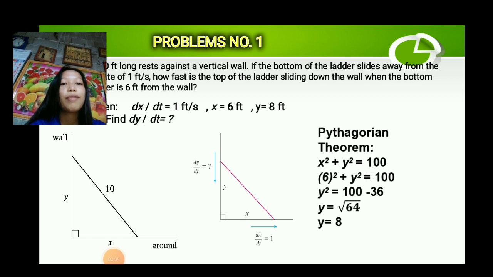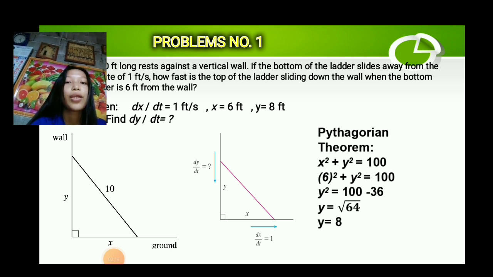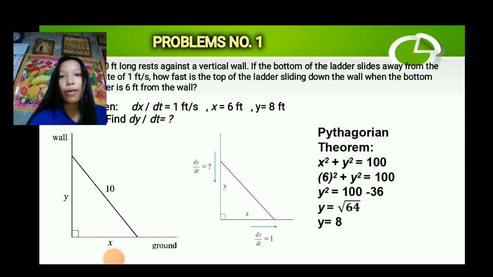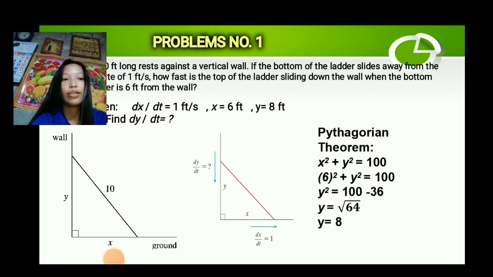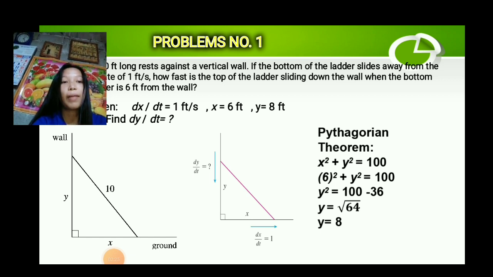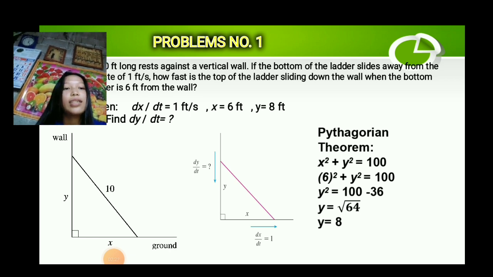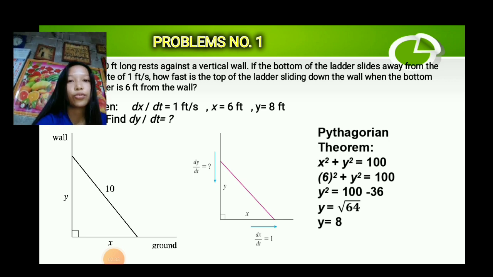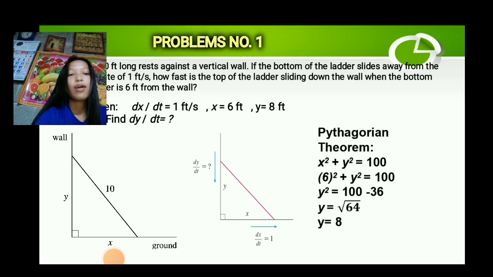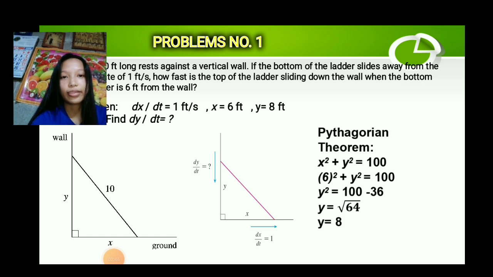Now we have to simplify. The value of x is 6, so we get 6 squared plus y squared equals 100. Now y squared equals 100 minus 36, because we use the additive inverse, so the positive 36 becomes negative. Then we take the square root of both sides: y equals the square root of 64, which is 8. So the value of y is 8.